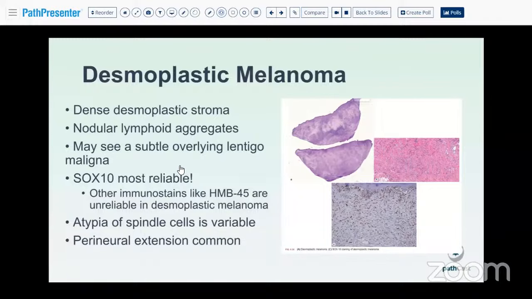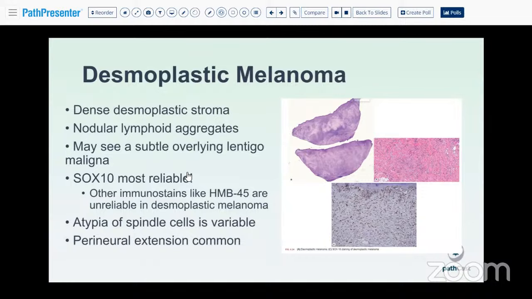Desmoplastic melanoma was another answer choice here as an atypical spindle cell proliferation. In this tumor, we have a dense desmoplastic stroma, and nodular lymphoid aggregates can often be a clue. If we look hard enough, we'll often find a subtle overlying lentigo maligna at the junction somewhere in a desmoplastic melanoma. Importantly, SOX10 is your most reliable marker. Other immunostains like HMB45 may not stain the melanocytes in a desmoplastic melanoma.